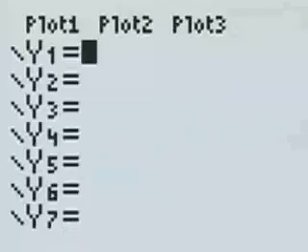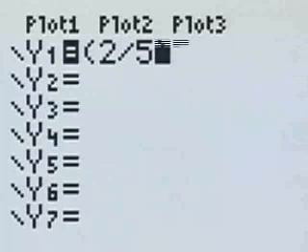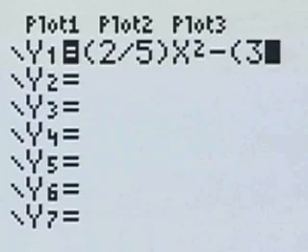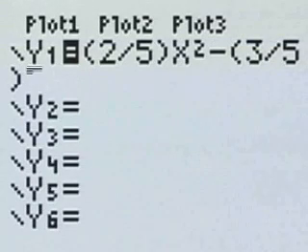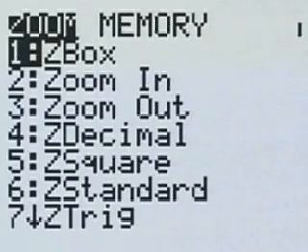Press the y equals key and enter y equals quantity 2/5 x squared minus 3/5. And now we'll need to set the window, but I believe a standard viewing window would be fine here. So I'll press zoom 6 for the standard window.